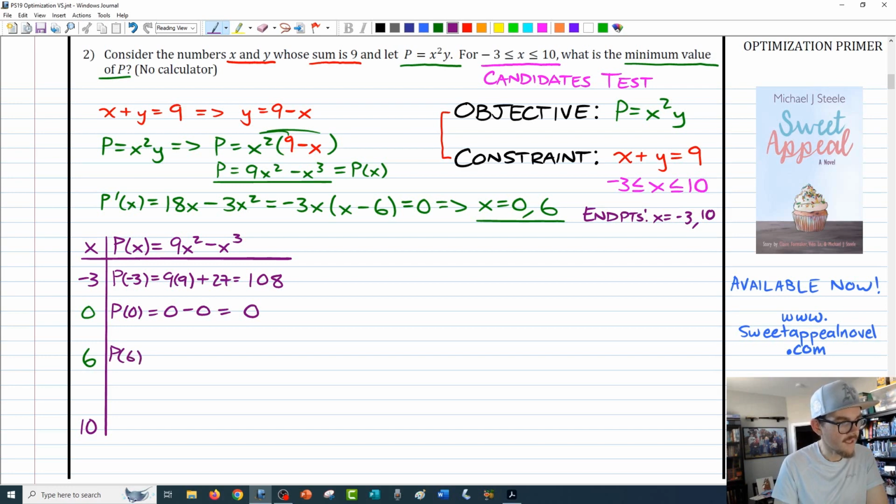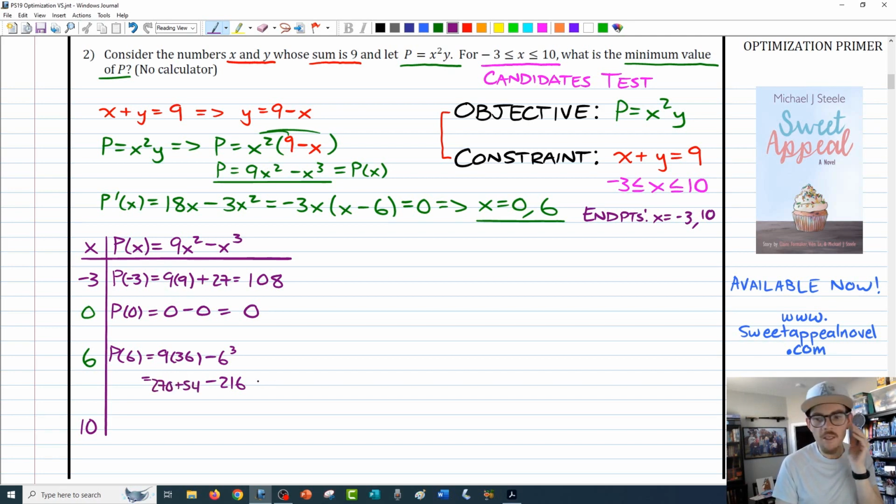Next, when I plug in 6, I can tell this one's going to be a little bit crunchy, but we'll make do. It's going to be 9 times 36 minus 6 cubed. Now I happen to know that 6 cubed is 216. So the question is, what is 9 times 36? Well, doing this one piece at a time, 9 times 30 is 270. 9 times 6 is 54.